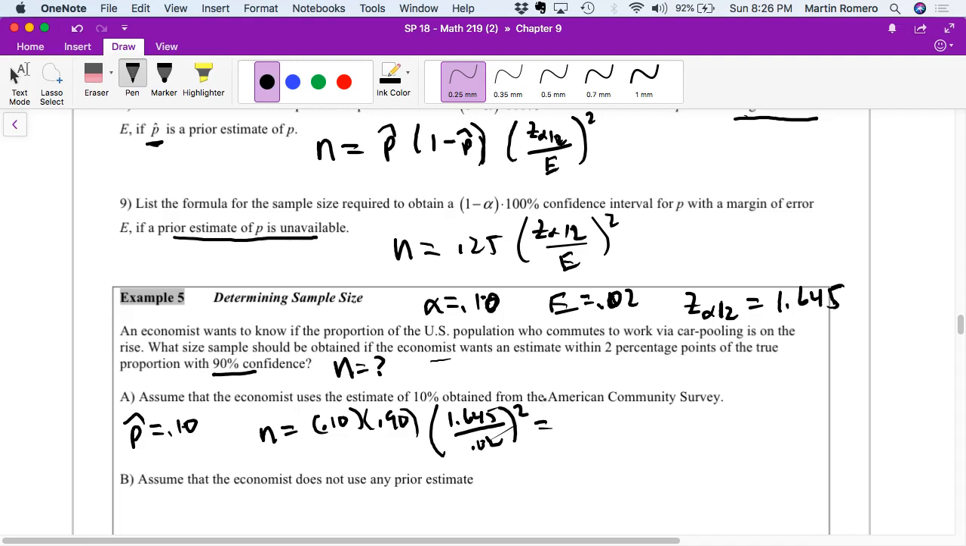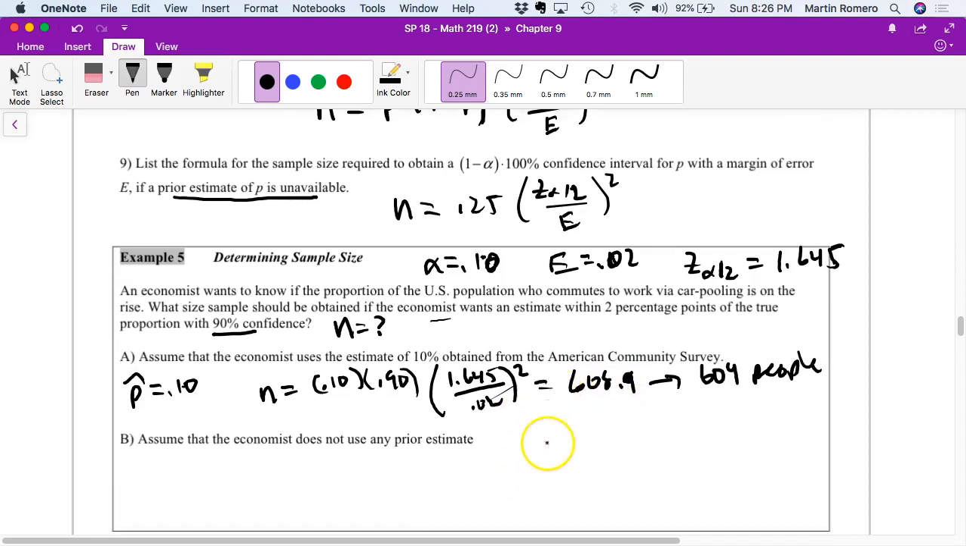And then you would do that calculation, and it's approximately 608.9. So we're going to round that up to 609 people for the sample size, because you can't have 0.9 people. We've got to round up to the next one.